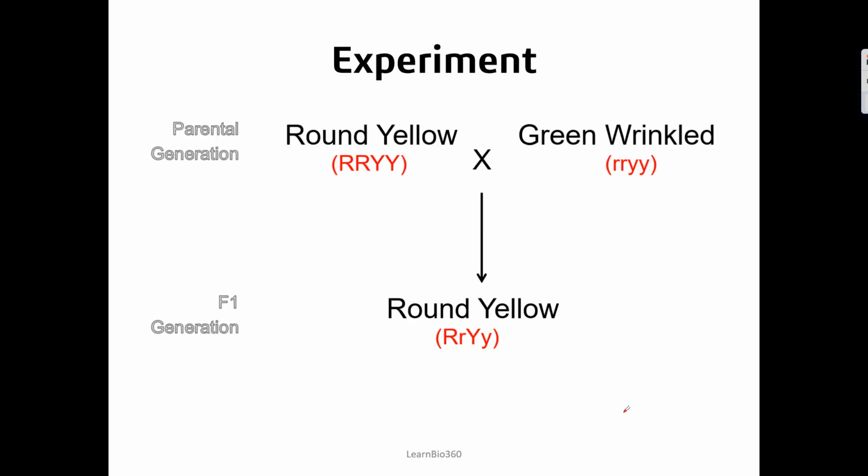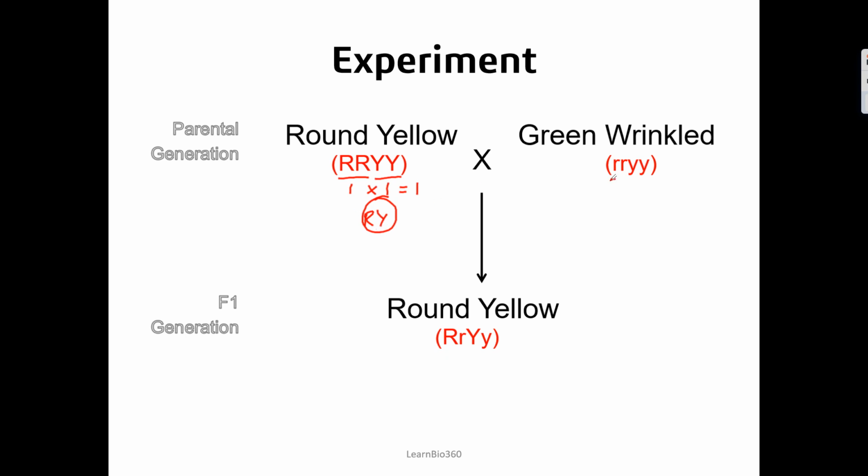Now let us look at the experiment. Mendel has selected a round yellow and a green wrinkled plant. This round yellow will produce the gamete capital R, capital Y. It's very simple. If you see this capital R, both are same, so you need to write one. And this capital Y, both are same, so you need to write one. Multiply them, 1 into 1 is 1. So only one type of gamete is produced, that is capital R, capital Y.